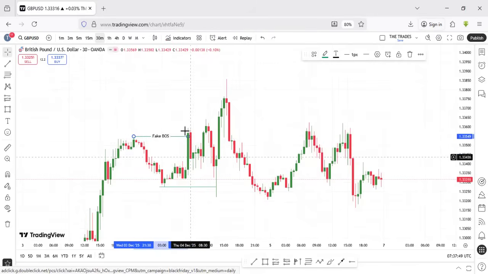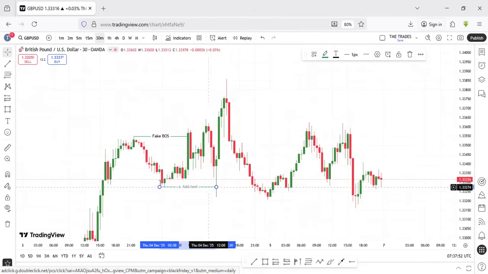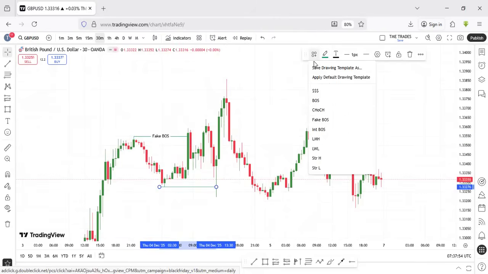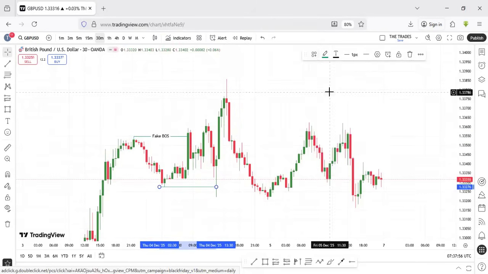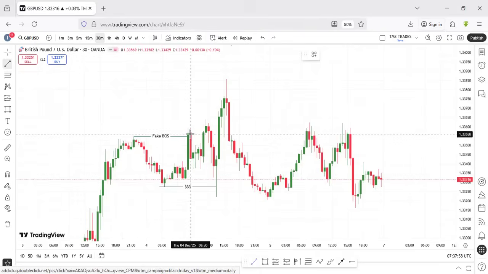What happened later? The market came back, sweeping that low as what? A liquidity, before creating a very good what? Break of structure.